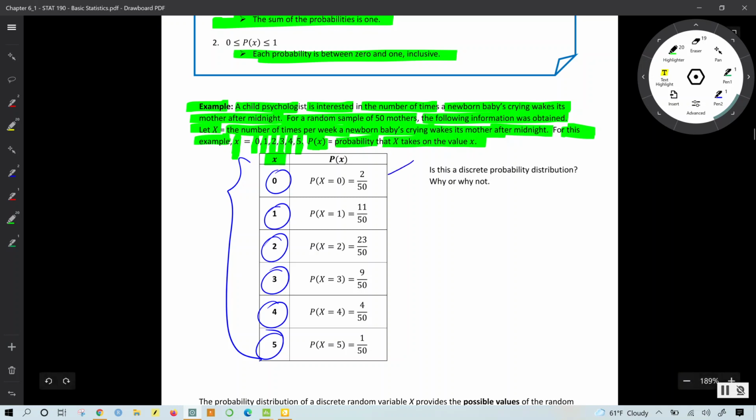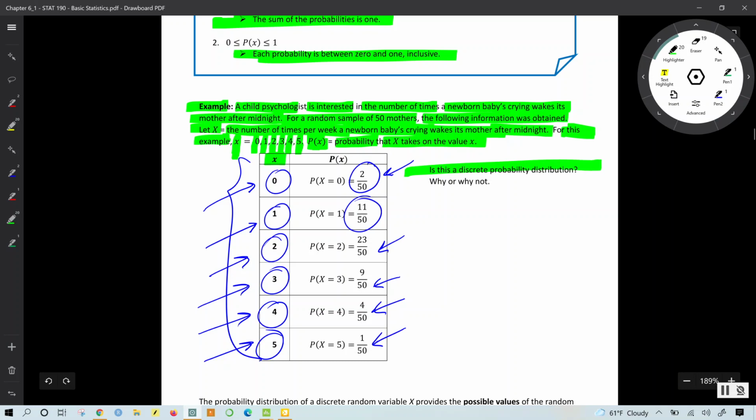How often does it occur that a newborn baby wakes its mother 0 times? It is twice out of 50 observations. What about once? 11 out of 50 observations. You get the idea. The same interpretation applies to each of the possible values of X and the respective probabilities. And that leads us to the question: is this a discrete probability distribution?